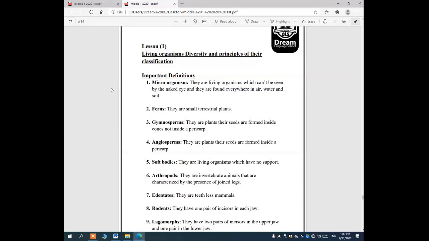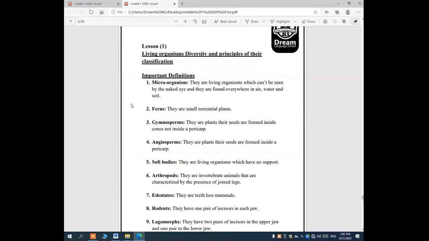We have something called microorganisms. What is meant by microorganisms? They are living organisms which can't be seen by the naked eye. You can't see them, and they are found everywhere: in air, in water, in soil. We have an experiment. When you take a drop of water from a pond and put this drop of water under the microscope, you will see microorganisms like Paramecium, Euglena and amoeba. They are living organisms that can't be seen by the naked eye.